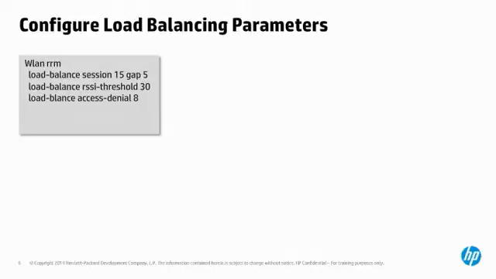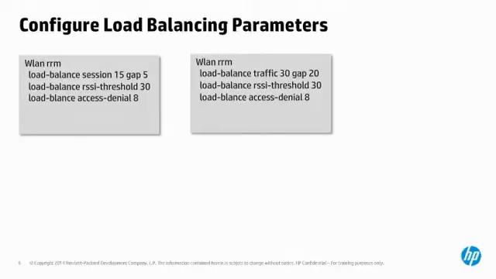The other setting you see here is the maximum denial count of client association requests. If the times that a client has been denied reach the specified maximum times, the AP considers that the client is unable to associate with any other AP and accepts the association request from the client. The default equals 10. Here's another example for load balancing using traffic-based load balancing.